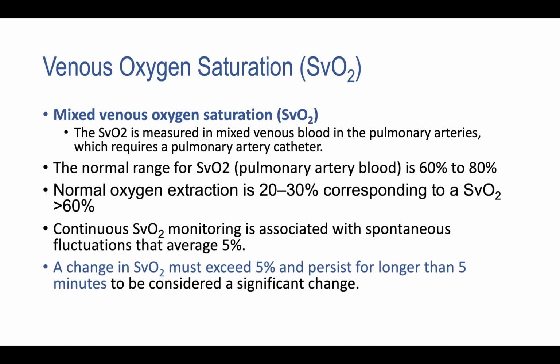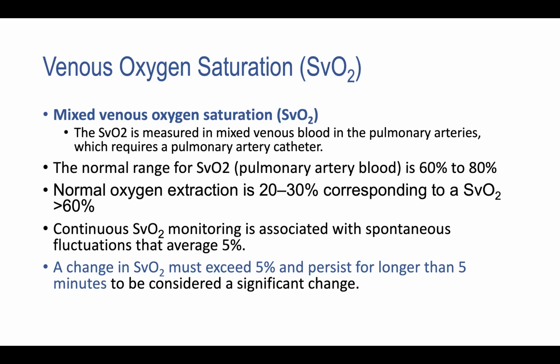ScVO2 is an indirect surrogate, and it's good as long as patients are not hyperventilating, as long as they don't have a rapid heart rate. If they've got a rapid heart rate, or they're hyperventilating, then it becomes a little less meaningful and less predictable.